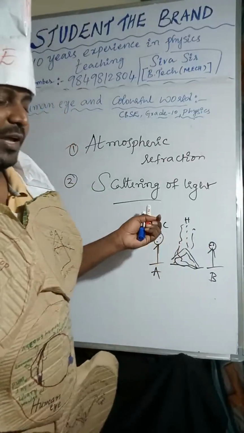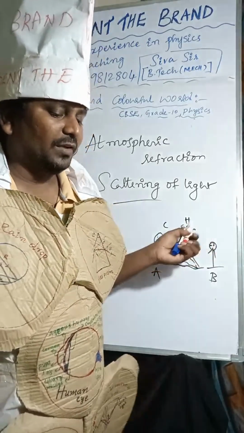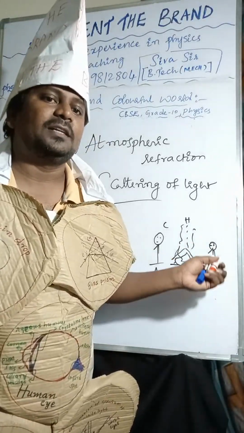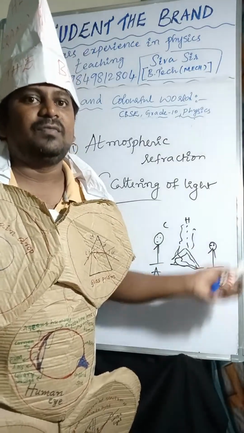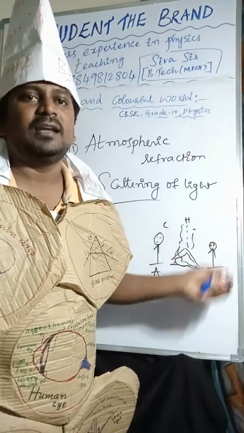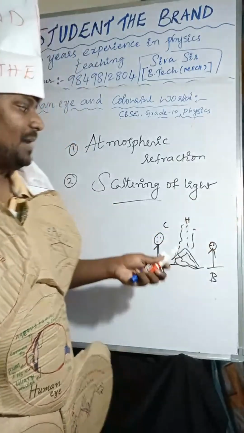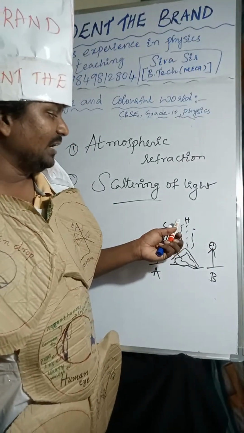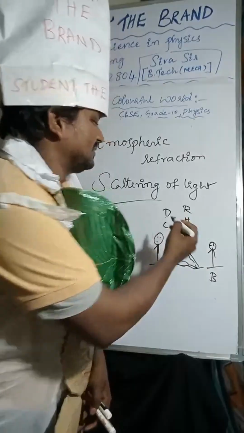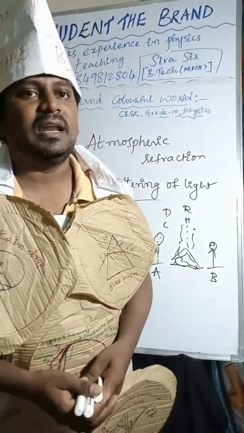Hot air, cold air. When we are viewing through the fire, person B appears flickering, or wavering. So what is the reason? When a light ray passes through denser and rarer media. Actually, hot air acts as a rarer medium, and cold air acts as a denser medium.